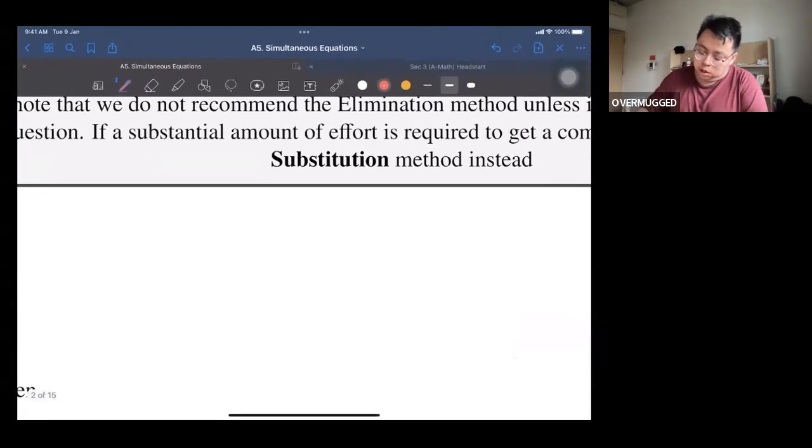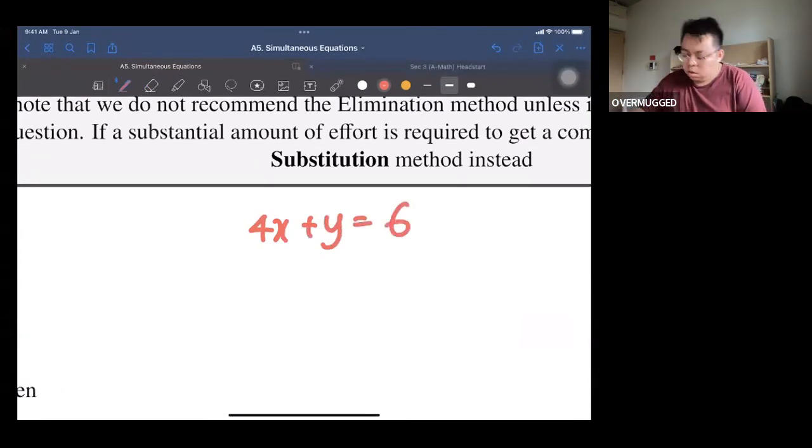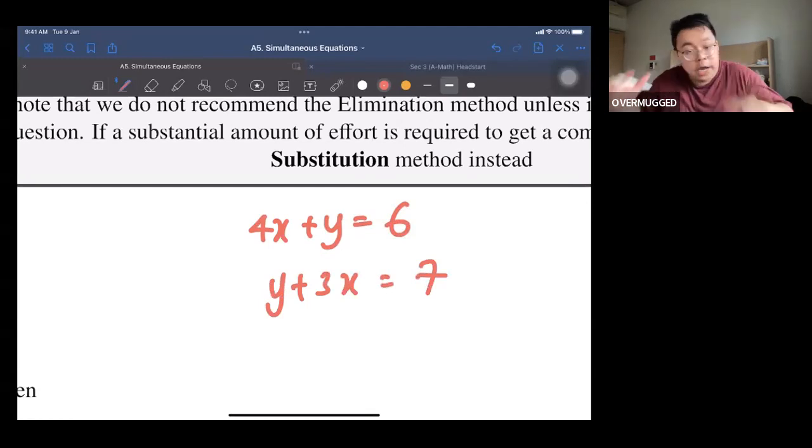So if I have an equation that is like this, 4x plus y equals 6, and y plus 3x equals 7. Like this, okay, fine, I will do elimination. Okay, because the y here and the y here, very obvious, I can just take the first equation minus the second equation, the y will vanish.